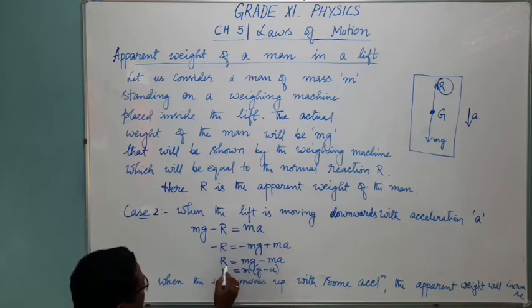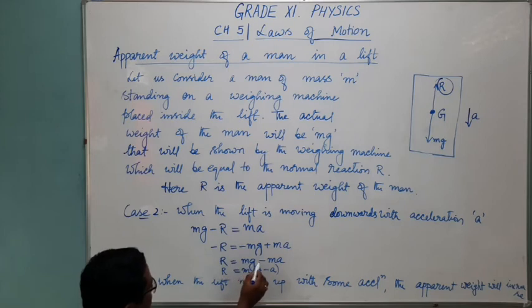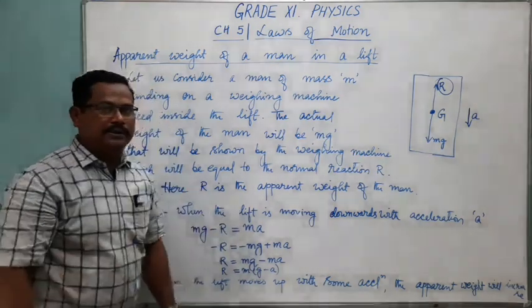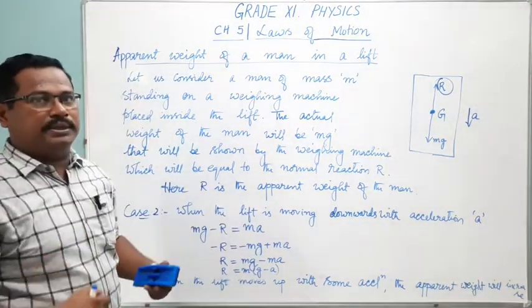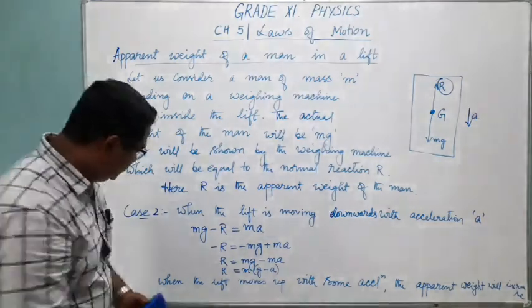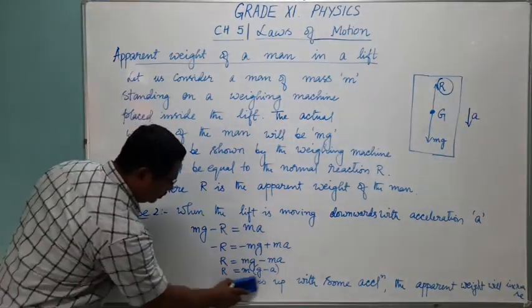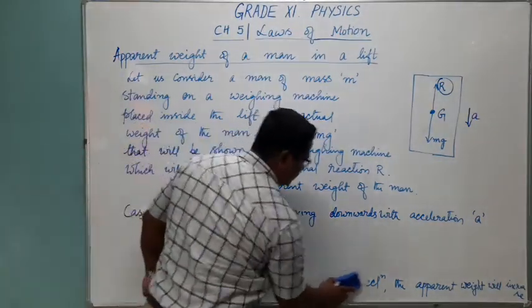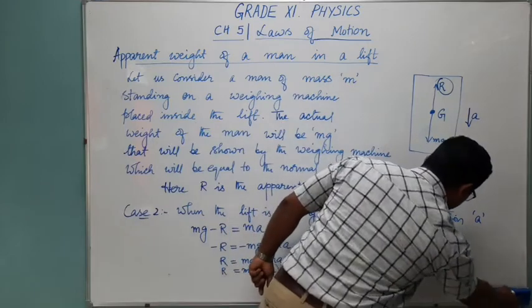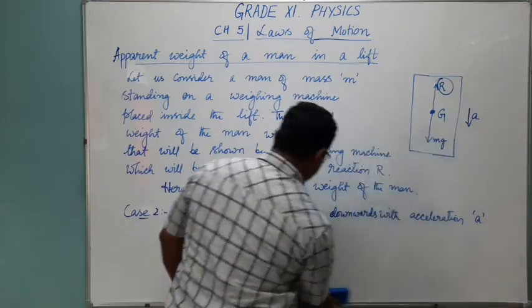So you can see here clearly, before the lift was moving, R was equal to mg. Now R is equal to mg reduced by ma. So the man will feel that his weight has decreased. He will feel that his weight is lost. So when the lift moves downwards with some acceleration, the apparent weight will decrease.